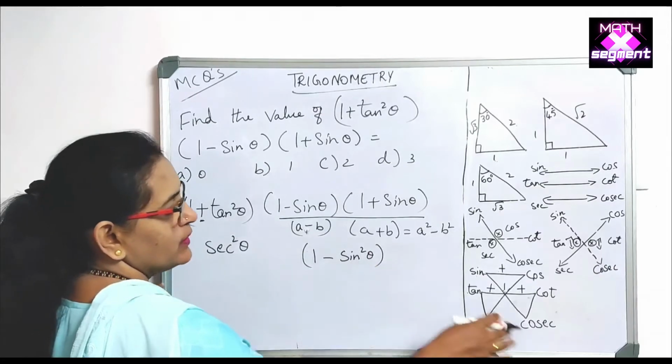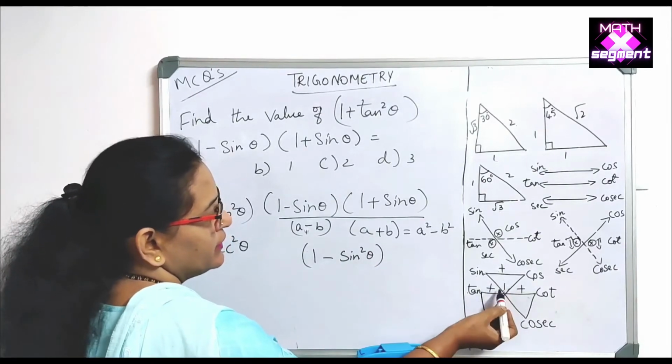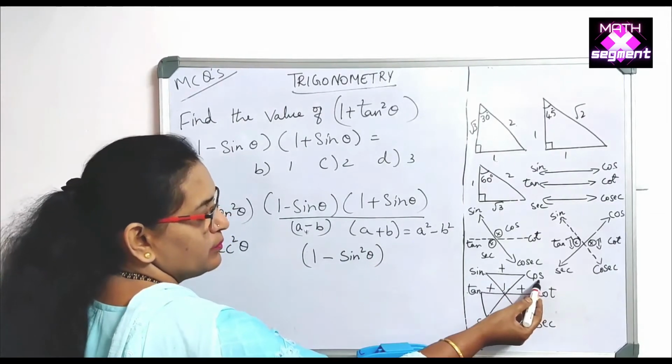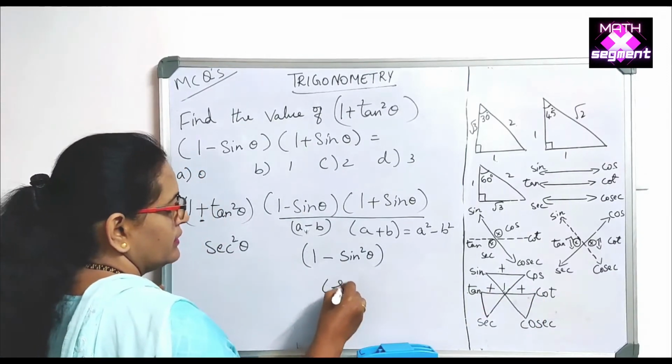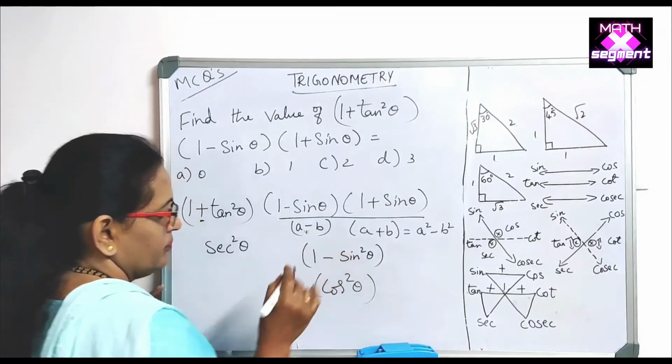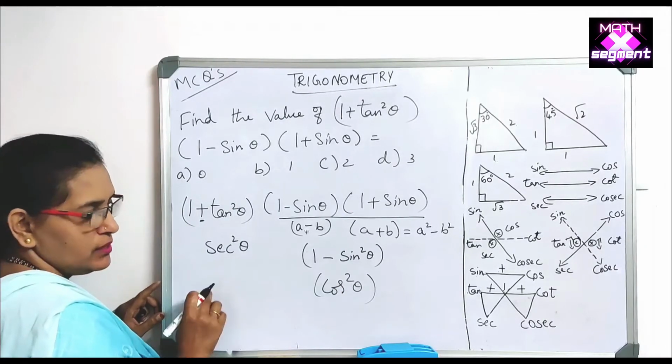So 1 minus sine square theta we know. In this identity we can see 1 minus sine square theta is nothing but cos square theta. So I can write here as cos square theta. Now I have to equate this to get the answer.